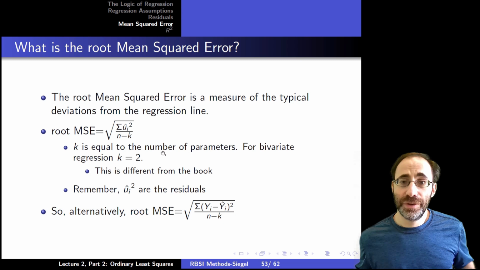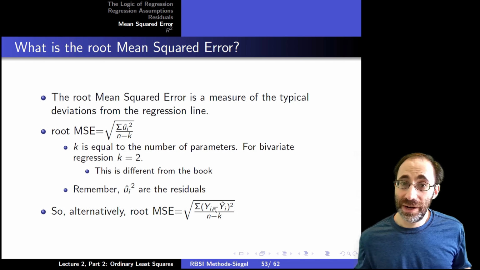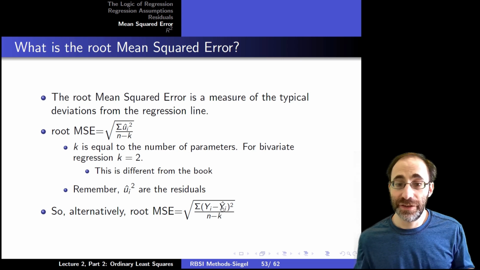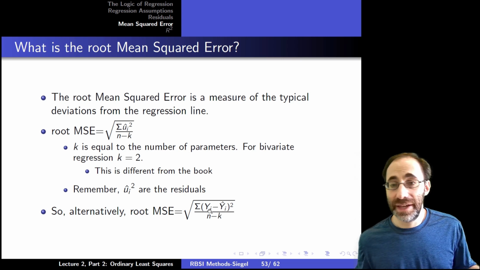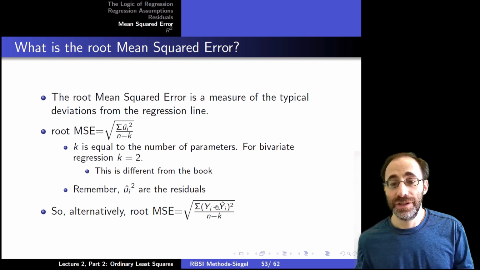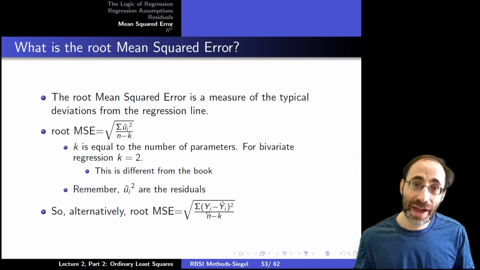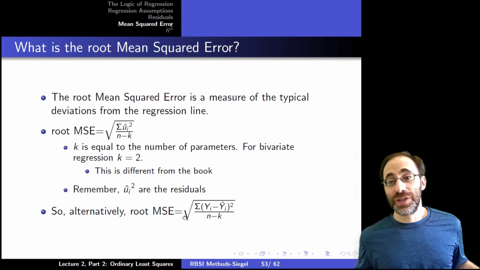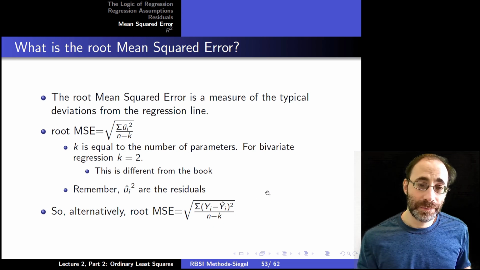That's it. You can also write this by removing the u's and just writing explicitly y minus y hat. So this is a residual, the difference between the true value in the data and your predicted value. So these are prediction errors. You square them, you add them all up, you divide by n minus the number of parameters. You take the square root and you get a root mean squared error.